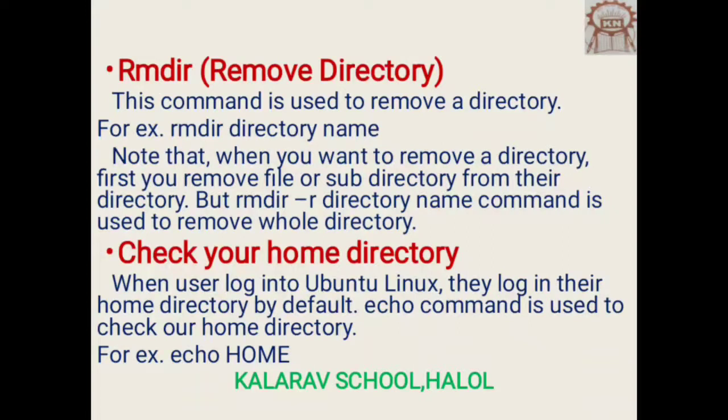Check your home directory. When a user logs into Ubuntu Linux, they log in to their home directory by default. The echo command is used to check our home directory. When you want to check your home directory, the echo command is used. You type echo space $HOME on your command prompt. It will display your home directory name.